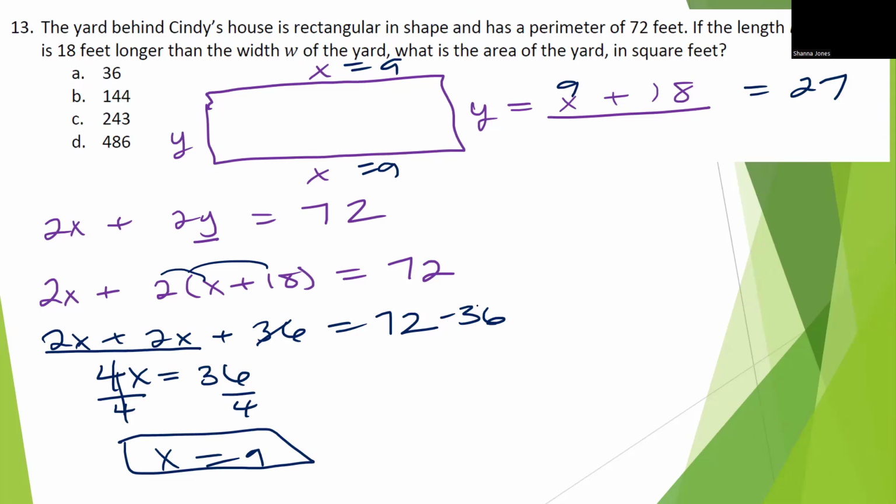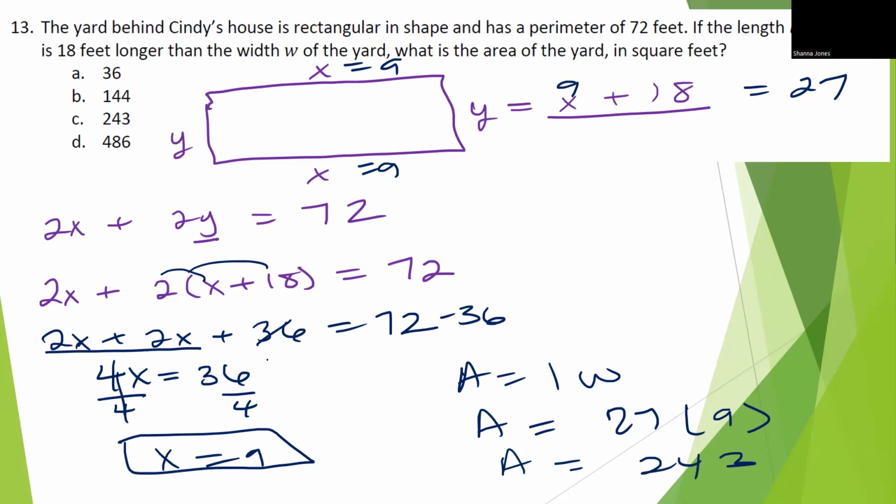27. Do I have everything I need to now find the area? Yes, because your area equals what? Length times width, and our length is 27, and our width is 9. And what does that give me? 243. That's an ugly 3. There it goes. And that is how you should have solved that problem.